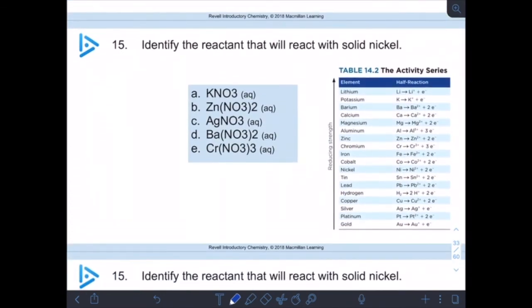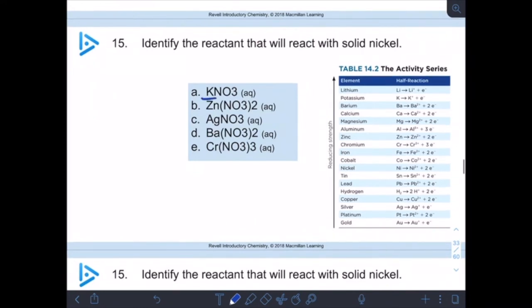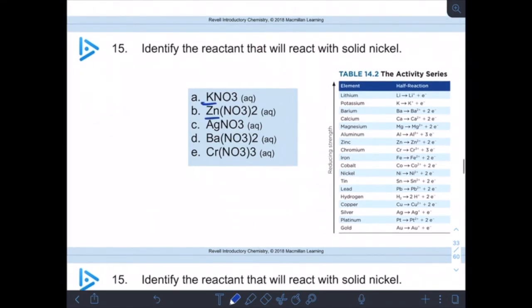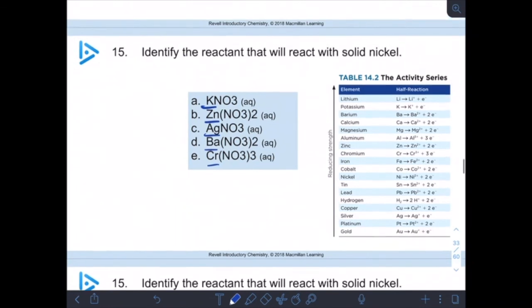So let's identify the reactant that will react with solid nickel. Okay, so in this case, we want to pay attention to the ions. Okay, so we're looking at potassium ion, zinc ion, silver ion, barium ion, chromium ion. Okay, so solid nickel is sitting right here. So which ions are lower down on the table?